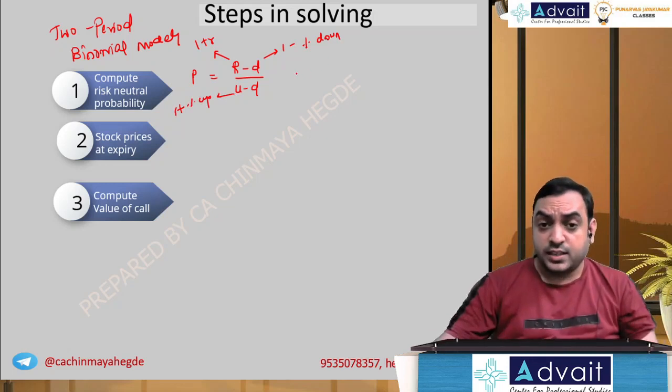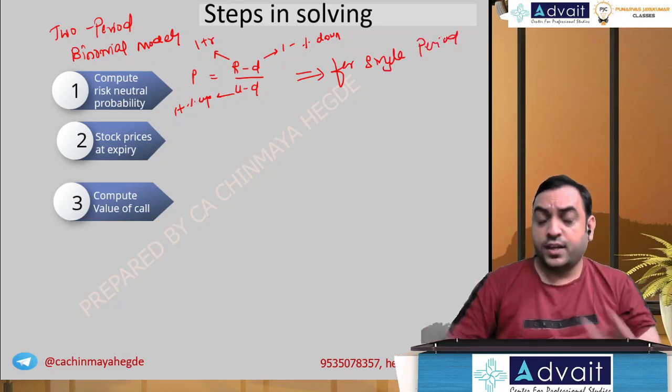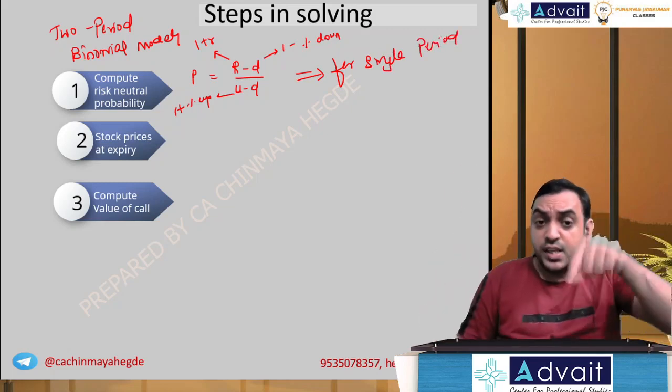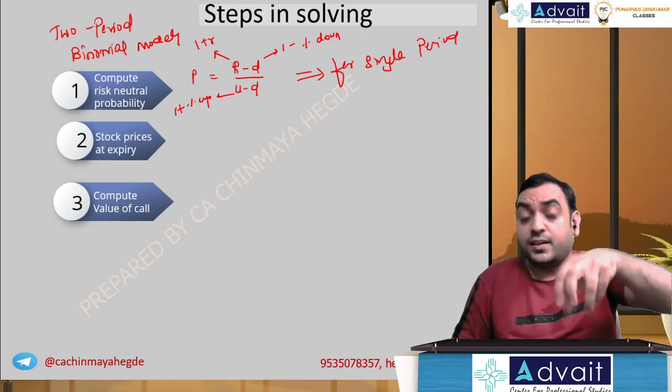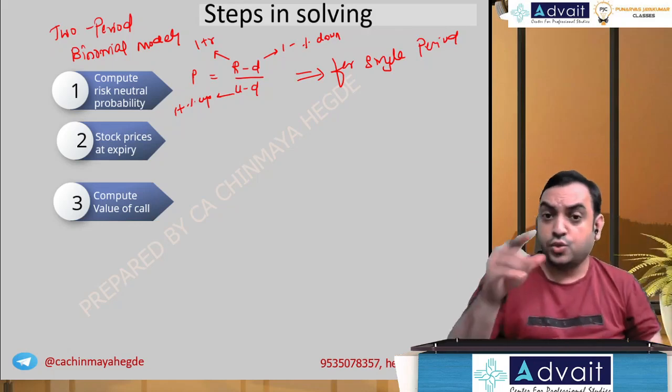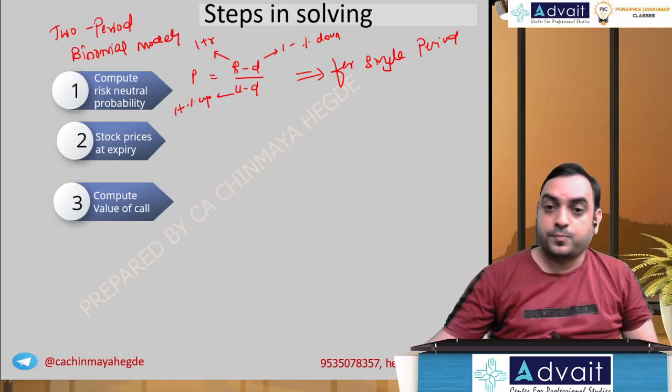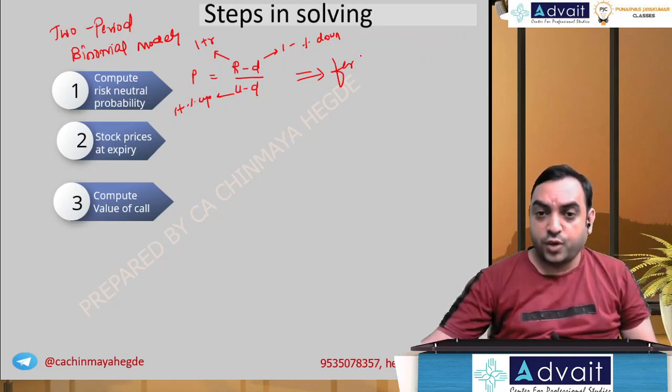And remember, this is for single period only. So if I divide the 6 months into 3 months, 3 months, this probability is applicable one term at a time, 3 months at a time. You should calculate for single period, for one term.